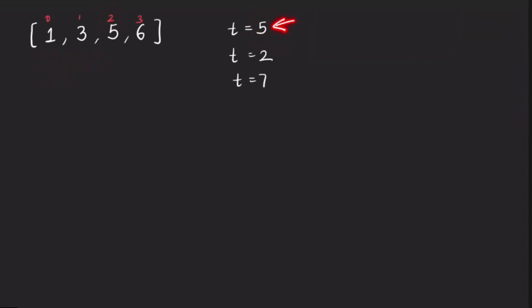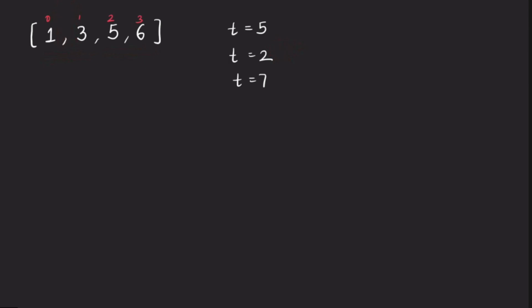Meaning, if we take the target as 5 and this array, then you will see 5 is present here. So in this case, your answer will be 2 because 5 is present at index 2. Then the second case, our target is 2, but in this array 2 is not present. But if it would have been present, then at what index would it be? Here, right? Because 2 is greater than 1 and lesser than 3. So this index would be 1. So that means when your target is 2, you need to return 1, right?